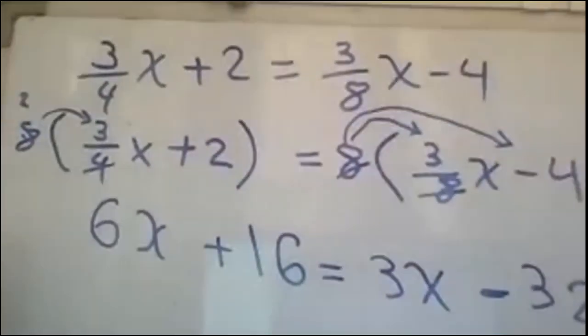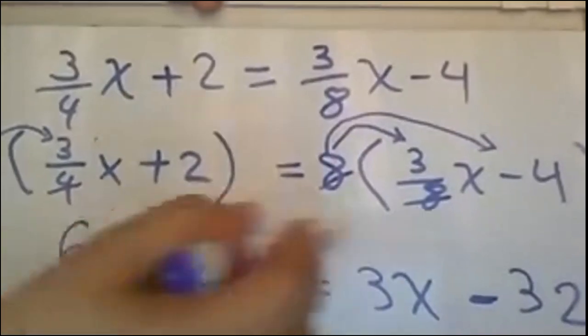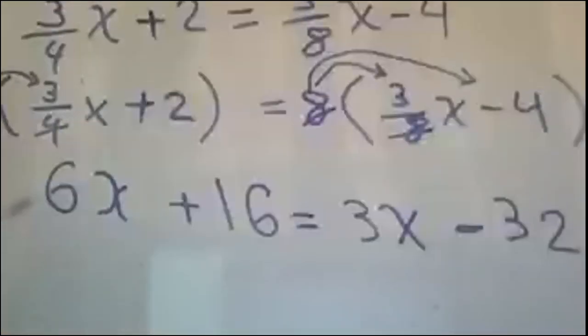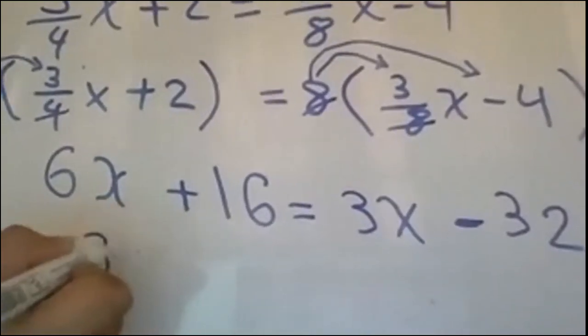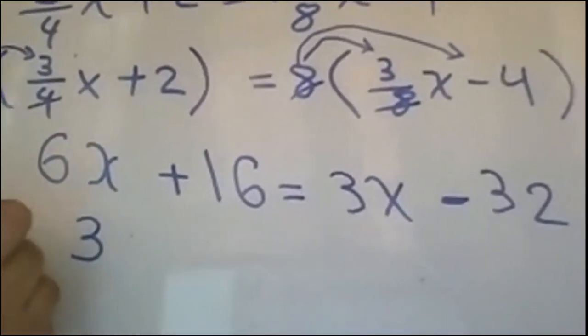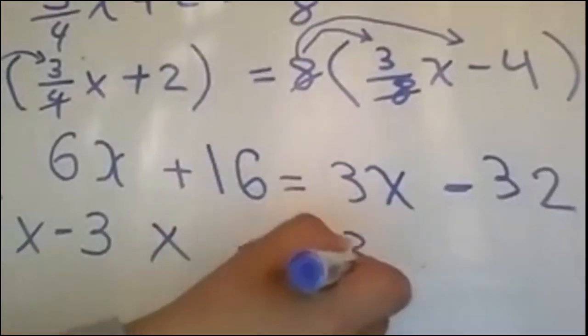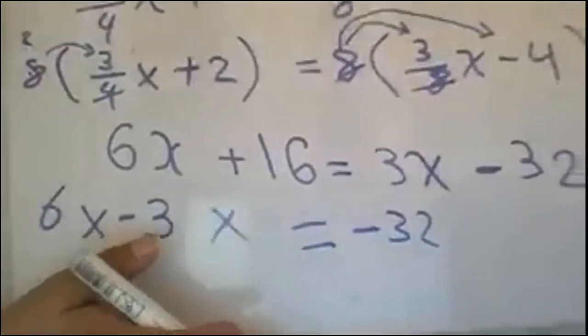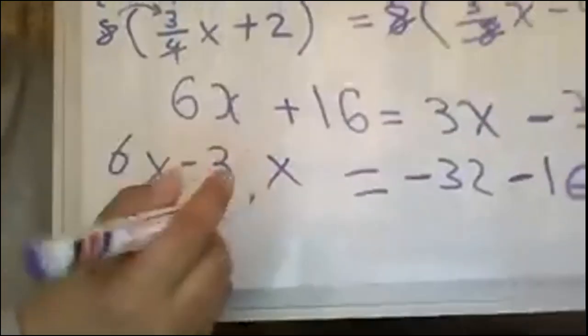Transfer. Okay, we will transfer. On the left side I have 6x, and on the right side I have 3x. So I will try to combine them together. So it will be 6x minus 3x equal negative 32 minus 16. Exactly.